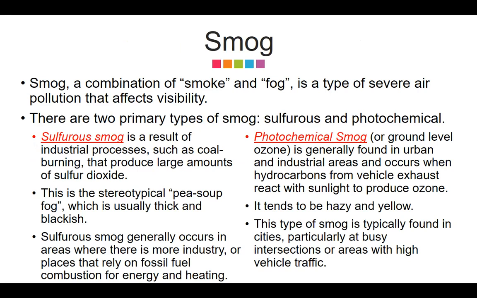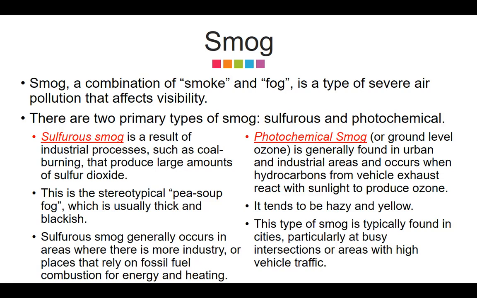The term smog is a combination of smoke and fog and is a severe form of air pollution. There are actually two types of smog, sulfurous and photochemical. Sulfurous is a result of industrial processes like coal burning and the production of large amounts of sulfur dioxide. This is the stereotypical pea soup fog that you're used to seeing when you think about smog. Sulfurous smog generally occurs in areas where there's more industry and places rely heavily on fossil fuel burning for energy and heating.